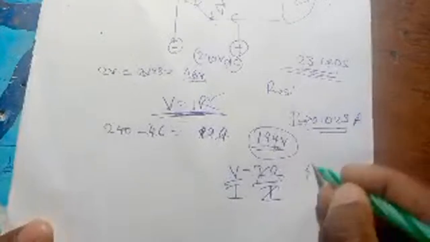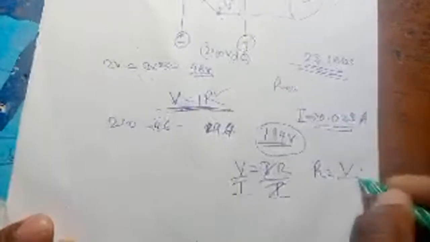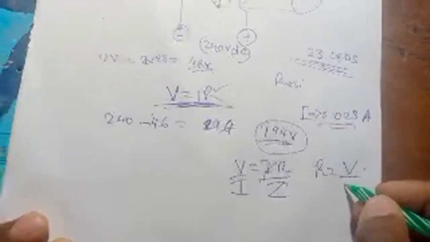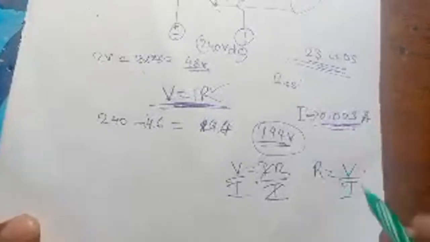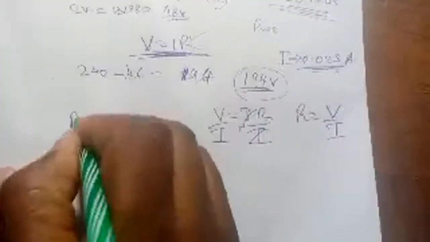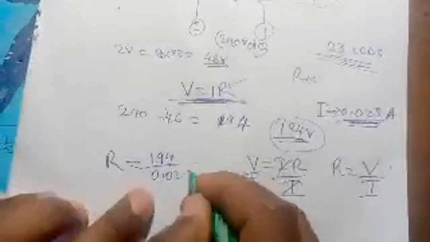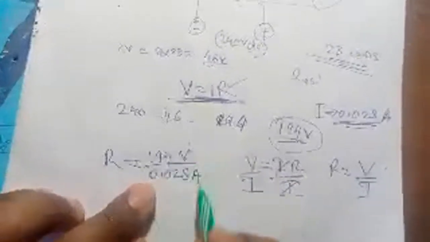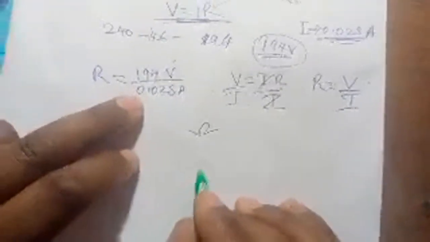So therefore tunapata resistor value should be the same as the value of this volts, then divide by our current value. Current is in hii, so tunaenda direct to our mahesabu. So tunapata ni 194 divided by current, which is 0.025 amperes. So this is V over I, which is normally ohms. So we divide.